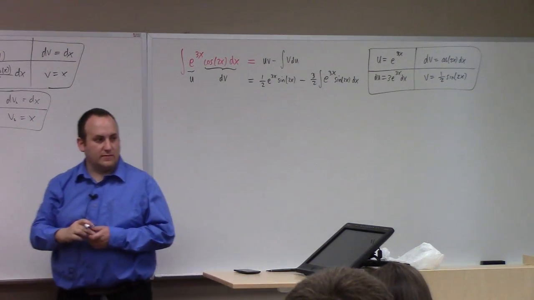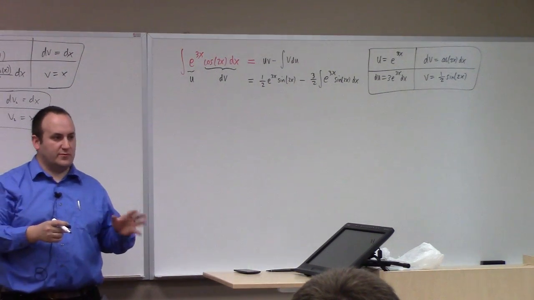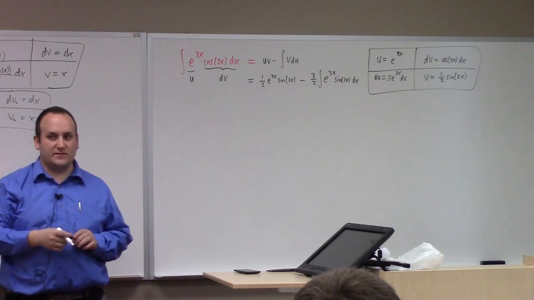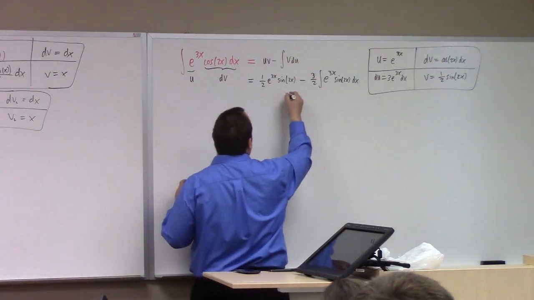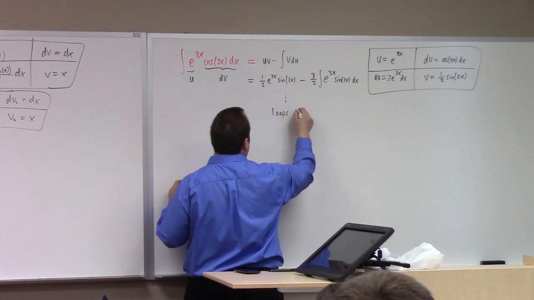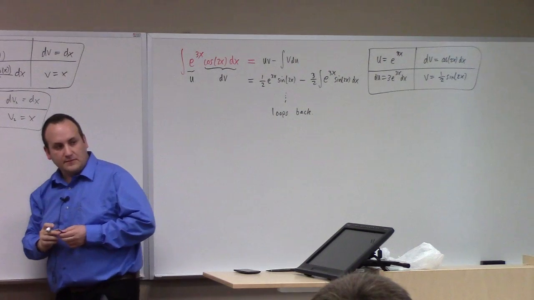So you're either not dividing by 2 or not pulling out the 3 or some kind of mixture of that. And then you keep going, it loops back. Much like the last problem, I don't want to finish the problem, that's just kind of started. Yeah?